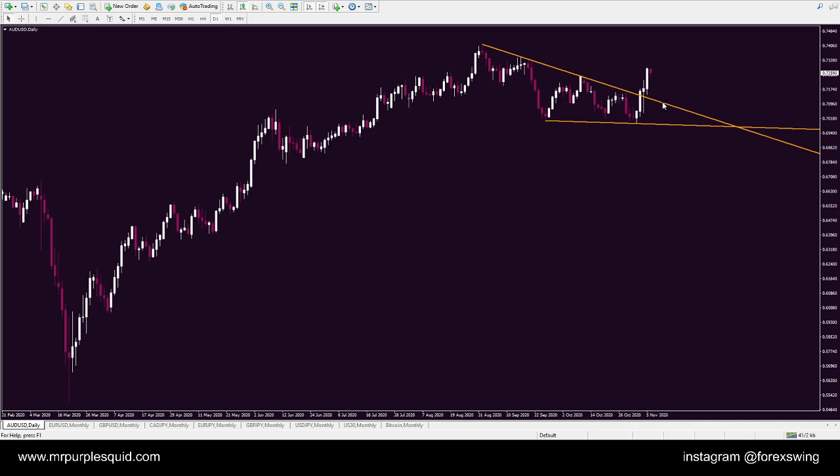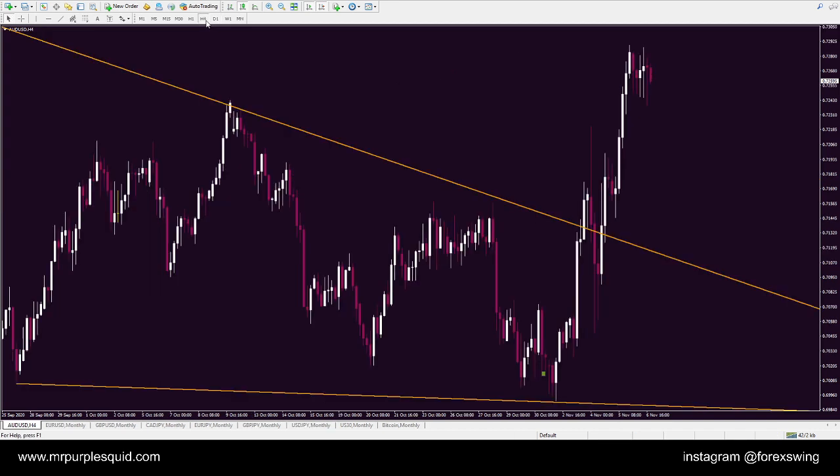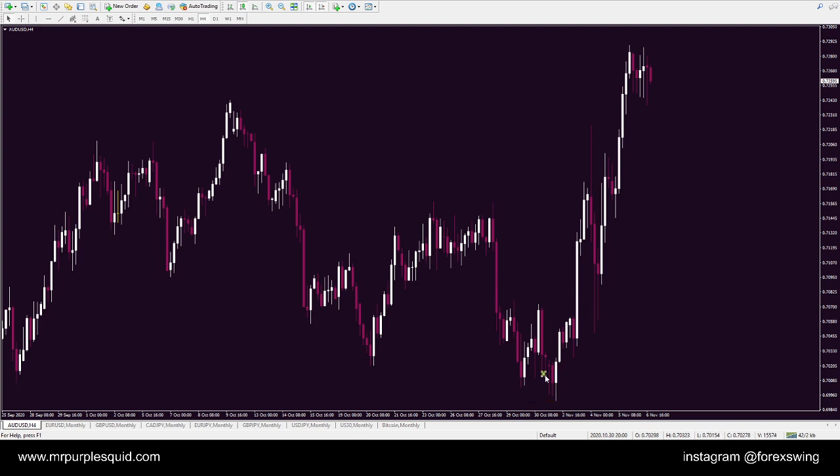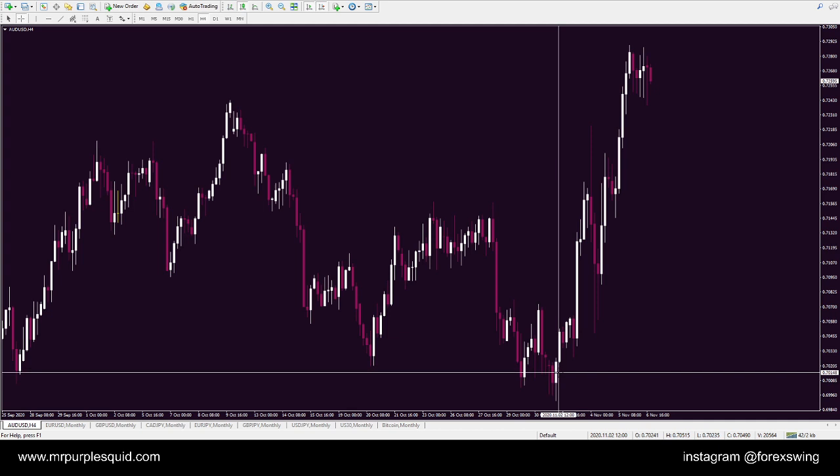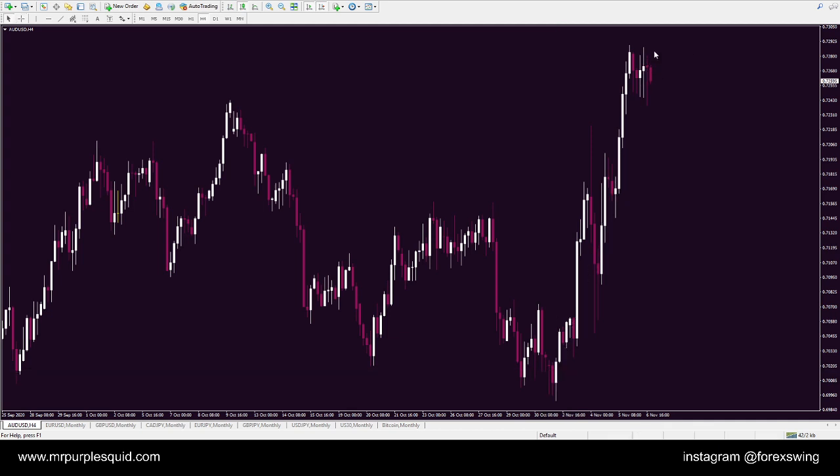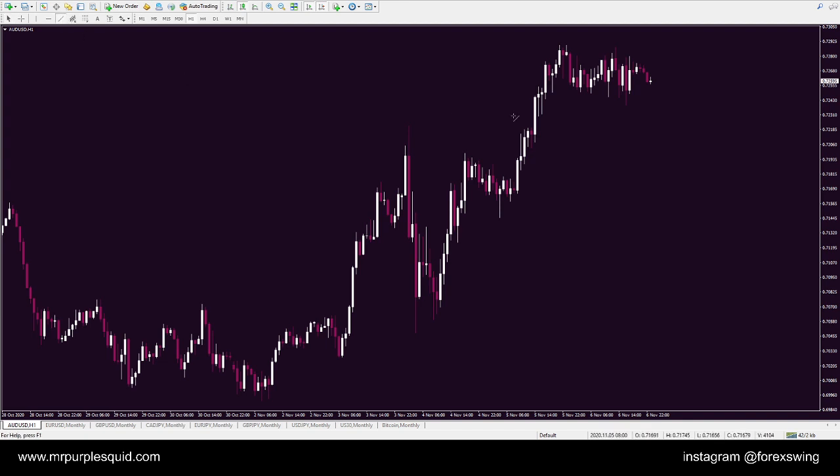So this is a daily. Going down to the H4, I could remove this and keep them on the H4 and the daily. This almost seems impulsive. So I could go ahead and draw this trend line, and we could also draw this one.